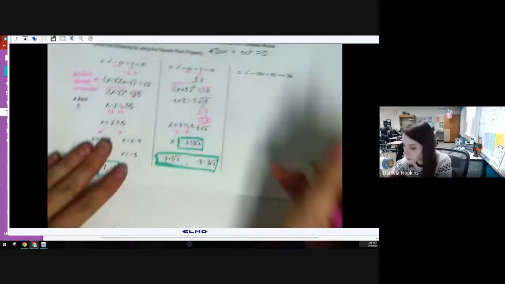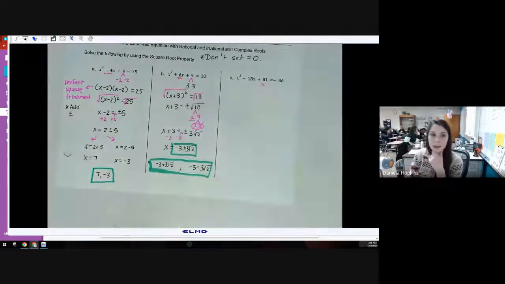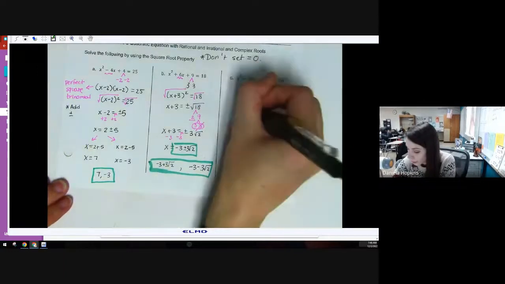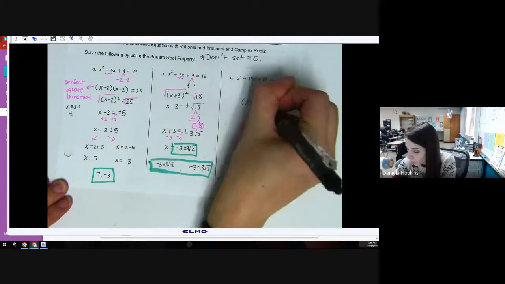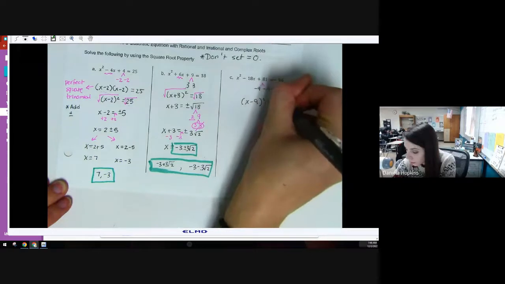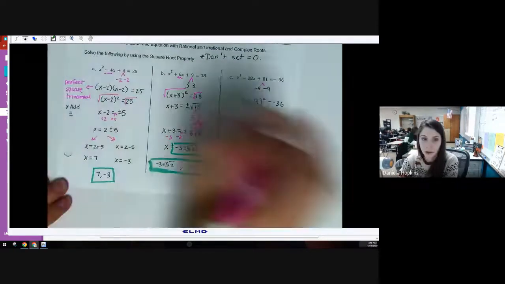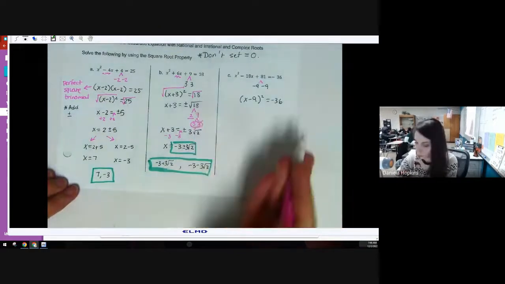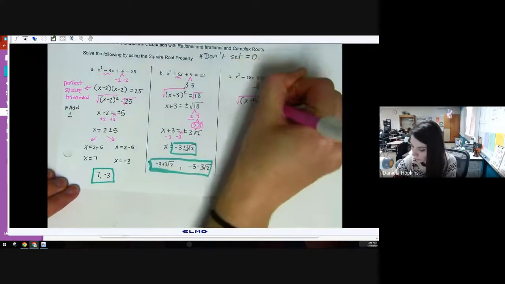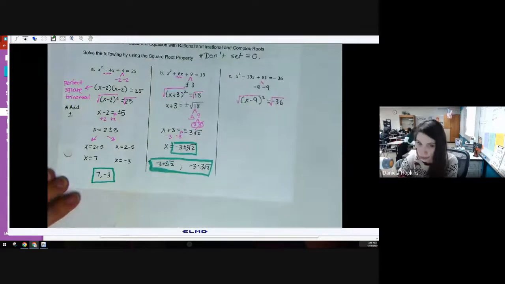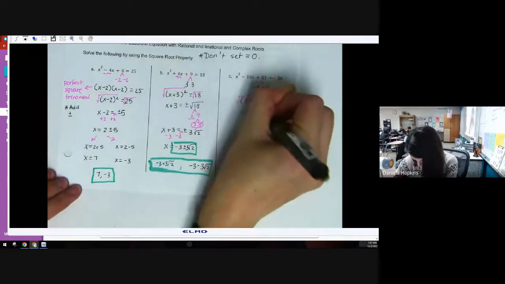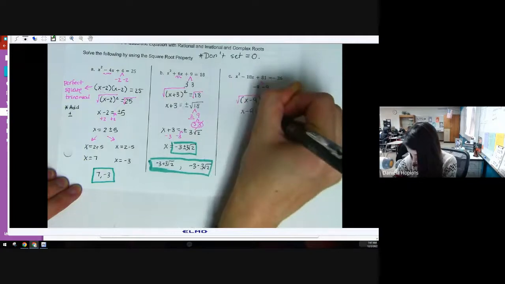See how fast we can factor. What multiplies to 81 and adds to negative 18? Negative 9. So then I would have x minus 9 squared equals negative 36. Now what do I do? Square root. And what do I need to add when I take the square root? Plus or minus? Plus or minus 6.